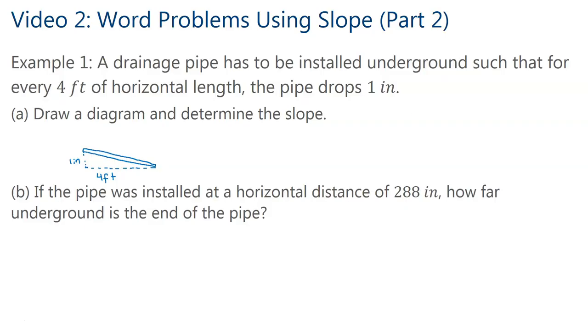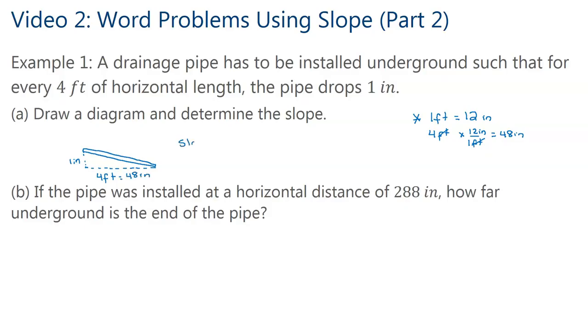Now you may remember from a previous unit the fact that 1 foot is equal to 12 inches. So I'm going to change 4 feet into inches by multiplying by 12 over 1. Now the feet can cancel and I'm left with 4 times 12, which is 48. So 4 feet is the same as 48 inches.